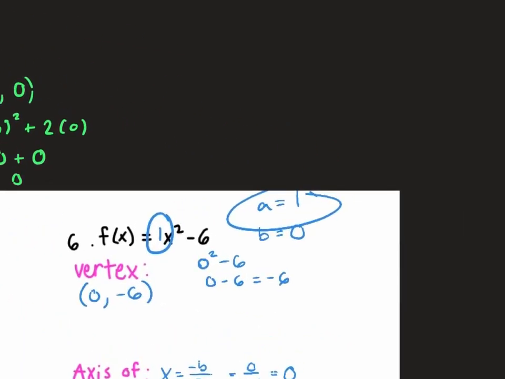All right, let's look at number 6. What do we put on our graph first? The vertex. So we stay at 0, go down 6. So there's our point. What do we do next? Axis of symmetry, so we put a dotted line right through the middle. What do we do next? Plug in what?